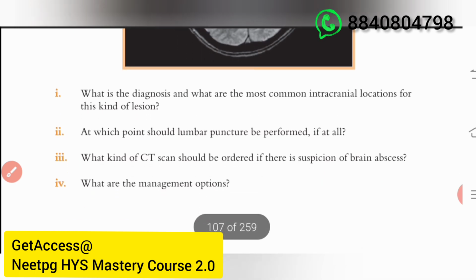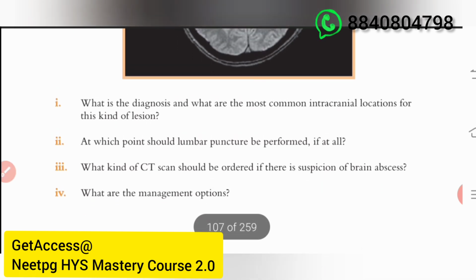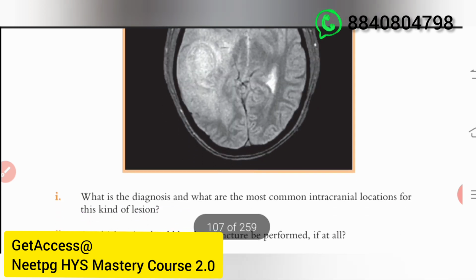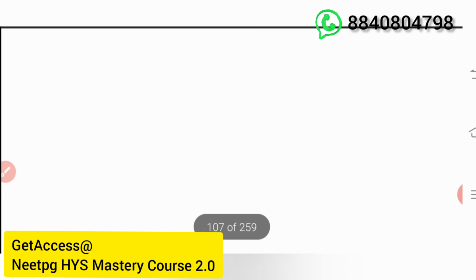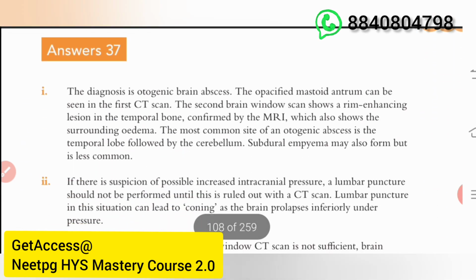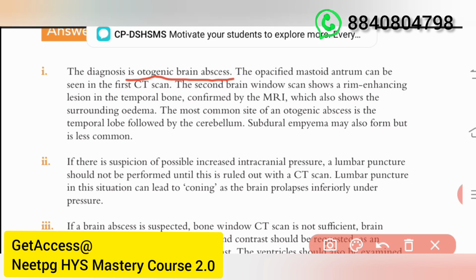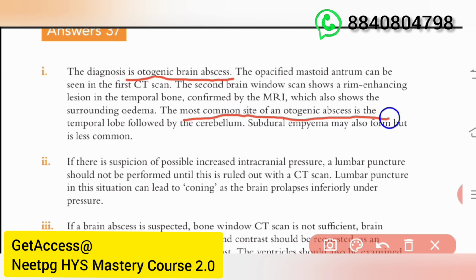Now coming to the question, what is the diagnosis and what is the most common intracranial location for this kind of lesion? So first of all, seeing the CT scan and the peculiar history, you have to diagnose it. It is a case of complication of the unsafe variety of chronic otitis media, which is otogenic brain abscess. Now if you ask me what is the most common location, then it is the temporal lobe. So the most common site for otogenic abscess is the temporal lobe followed by the cerebellum.